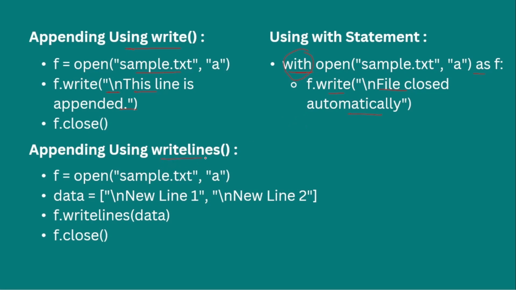Then appending using writelines. We open sample.txt in append mode. Then we have this new data, which is a list of strings. We want to add this and this, so we can directly add both using writelines. So we'll say f.writelines data. New line 1 will be appended at the end of the previous data, and then after it new line 2 will be added, and then finally we'll close the file. I'll just show you on PyCharm how it's done.